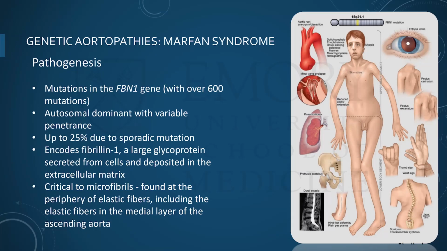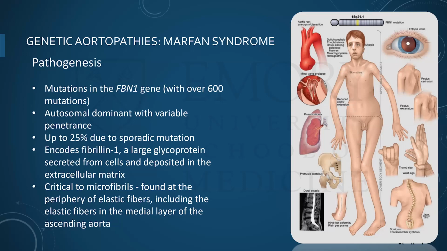And Marfan's is a syndrome caused by over 600 mutations in the gene encoding the fibrillin-1 protein. And that's a large glycoprotein that gets excreted into the extracellular matrix and is really important for the intrinsic structure of not only the aorta, but multiple connective tissues in different systems. And it's going to manifest as abnormalities in the microfibrils that are found in the elastic fibers in that second layer of the aorta called the tunica media. And that's going to lead to multiple issues.